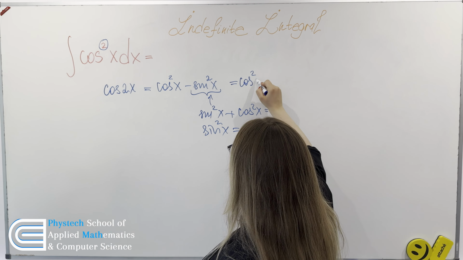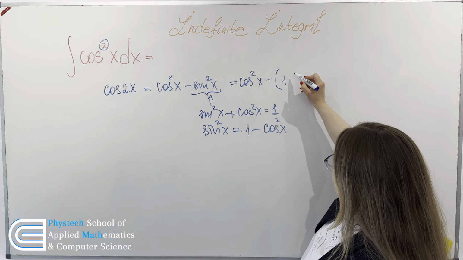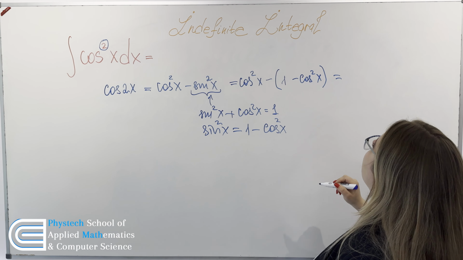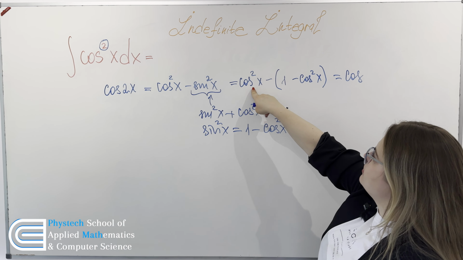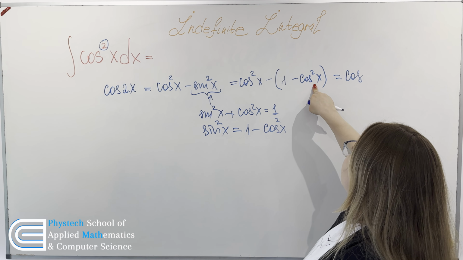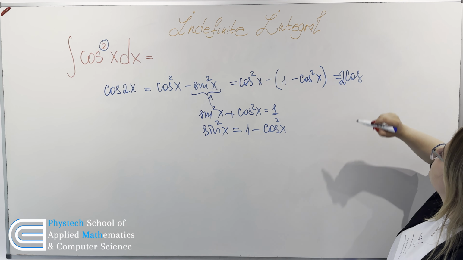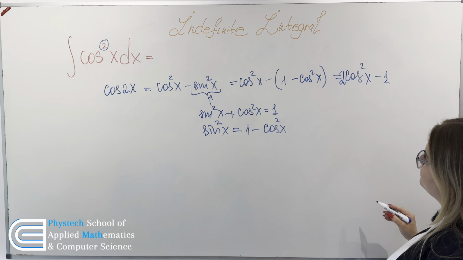here we can see now that cosine squared of x minus 1 minus cosine squared of x is equal to cosine squared of x minus 1, and minus times minus gives us plus cosine squared of x, and we have 2 cosine squared of x minus 1.